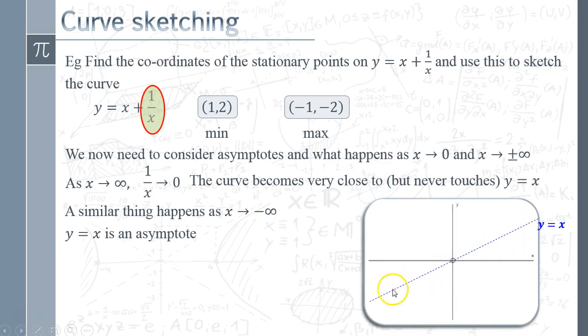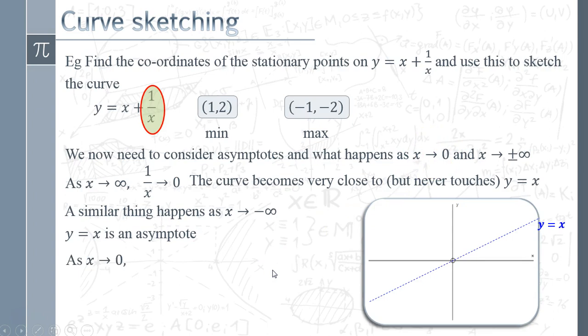So y equals x becomes an asymptote. And so when x is minus infinity, we've got y equals x take off a very, very small number. So y equals x is one asymptote. We've considered what happens as x tends to infinity. We've got very, very large values of x down this part of our graph, very, very small values of x down this part. And the other one to consider is what happens as x tends to 0.